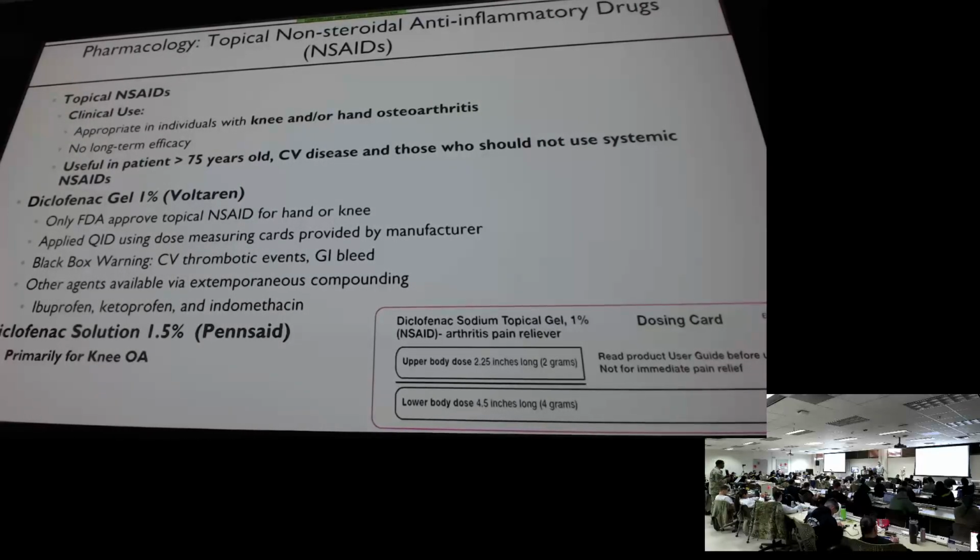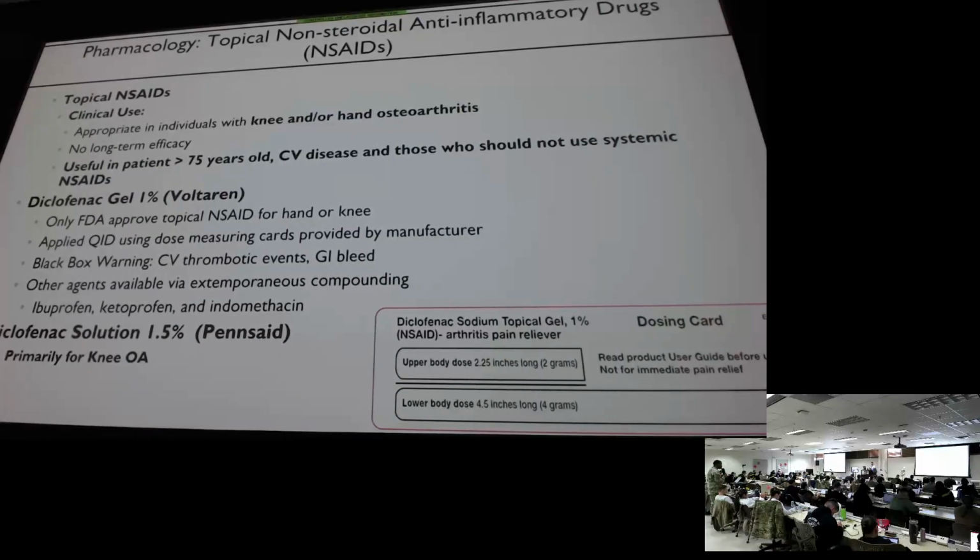Although it's less likely to cause systemic effects than oral, it still can, right? It still can. So we don't want to start putting giant gobs of a topical gel all over our body and think, oh, well, it's good everywhere, because yes, it is systemically absorbed, but obviously not as much as oral NSAIDs. But there is a limit, so it comes with the card. Black box warning, even though it's topical. So the black box warning is the CV and thrombotic events and the GI bleeds.